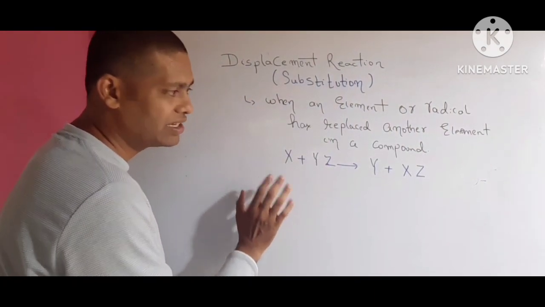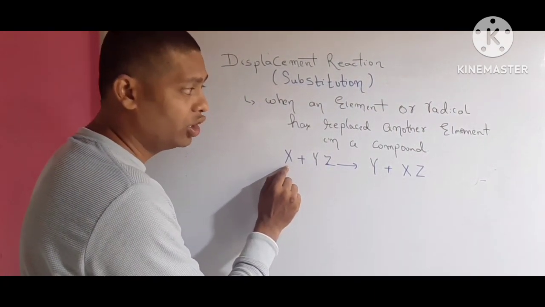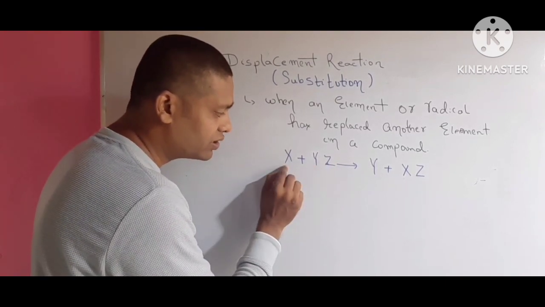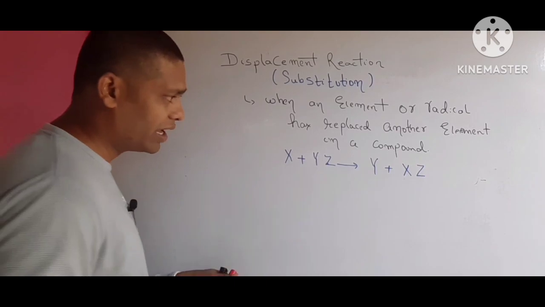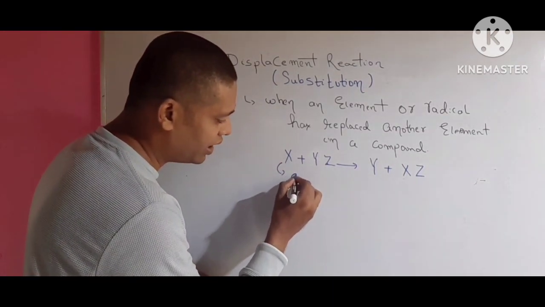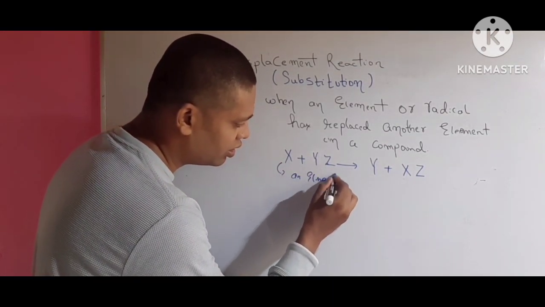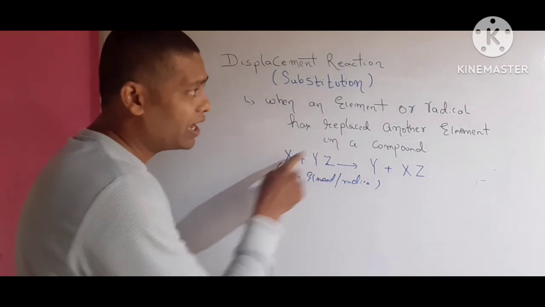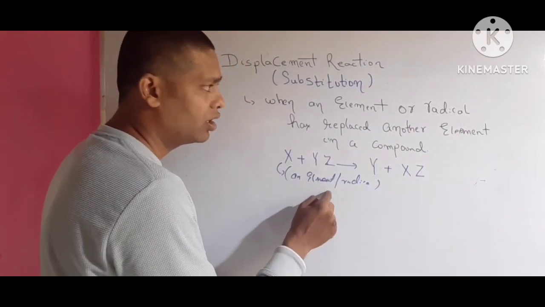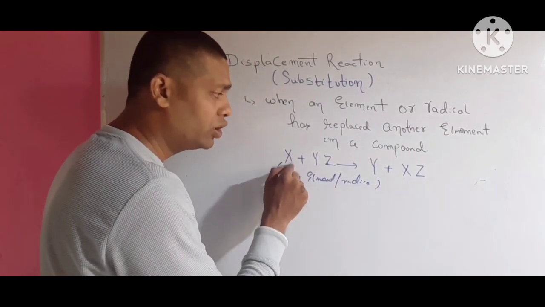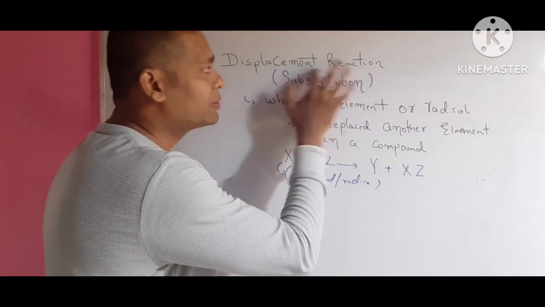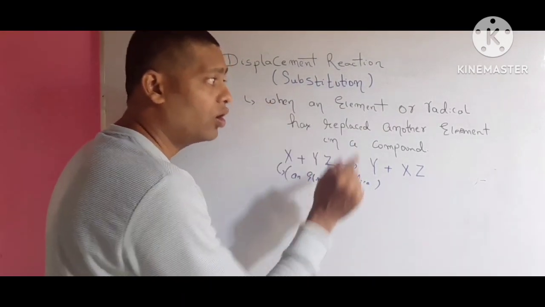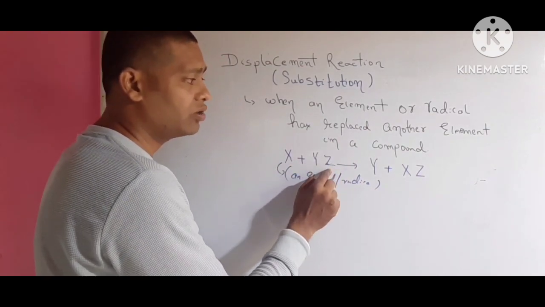If you see nicely here, this is an individual, and they are in compound form. This one can be an element, this one can be an element, or a radical. So according to the definition, this can be an element or radical, and it has the power or ability to displace or substitute. Another one is always an element. So it is an element, it is also an element.